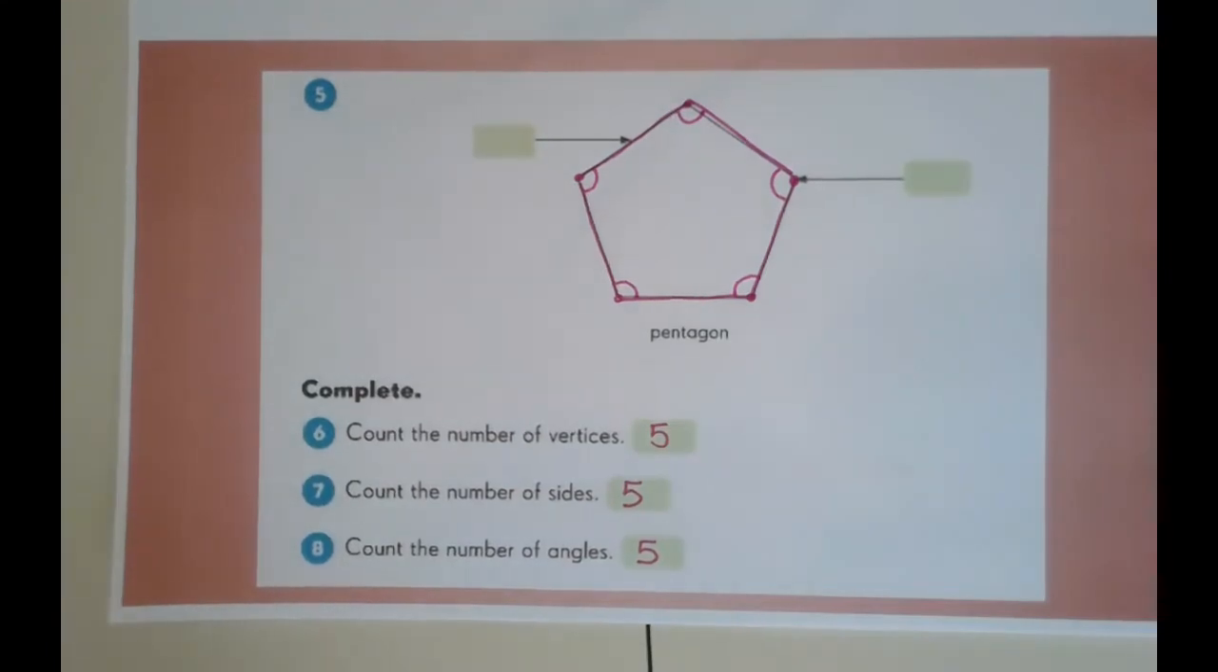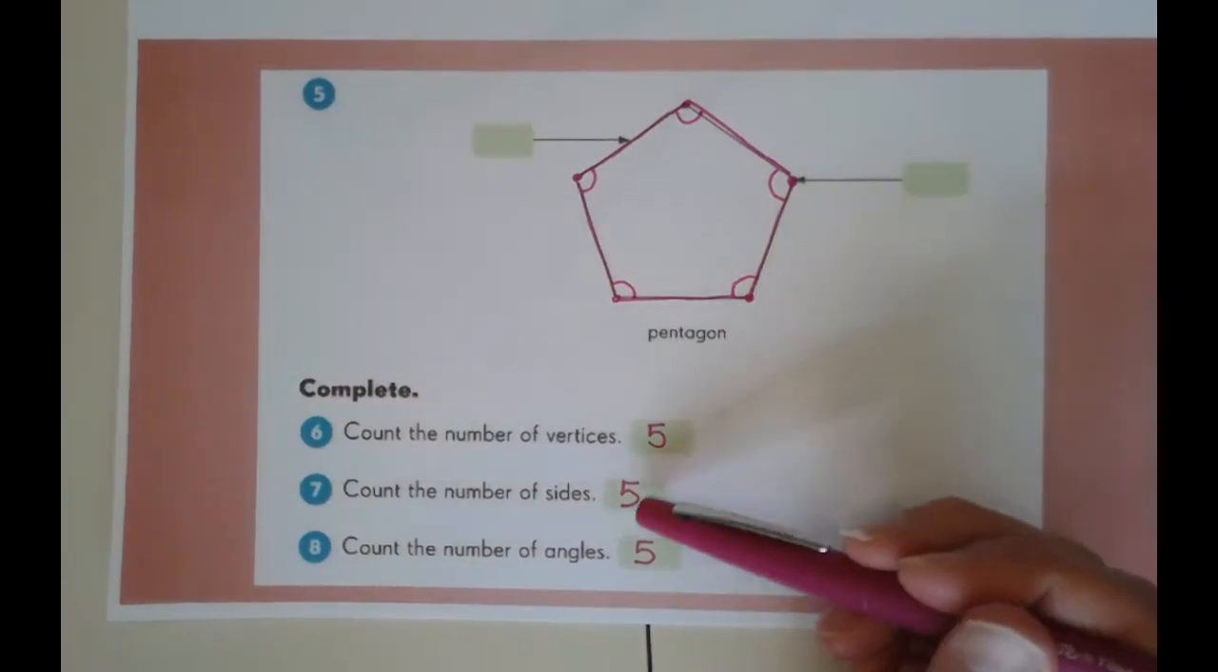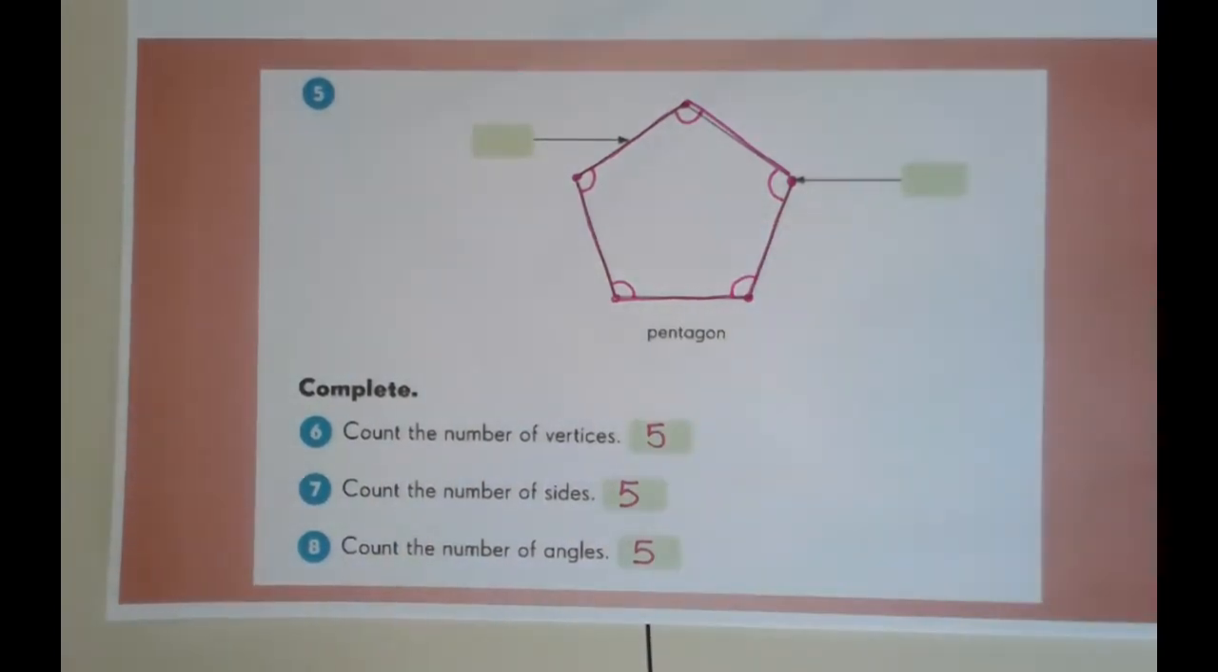What do you notice about the number of vertices, the number of sides, and the number of angles on this pentagon? If you said that you noticed that they're all the same number, you are correct. There are 5 vertices, 5 sides, and 5 angles. Which brings me to this last point. When you have a closed plane figure, however many sides that figure has, that's also the number of vertices it has, and that's also the number of angles that it has.